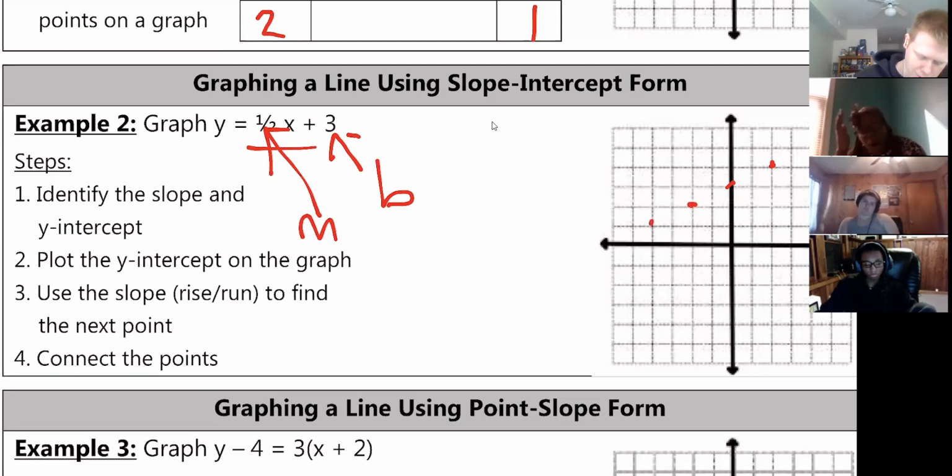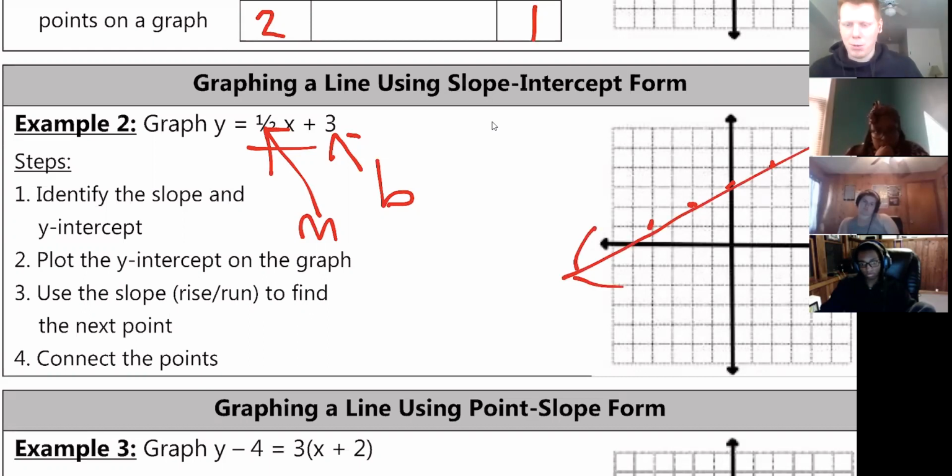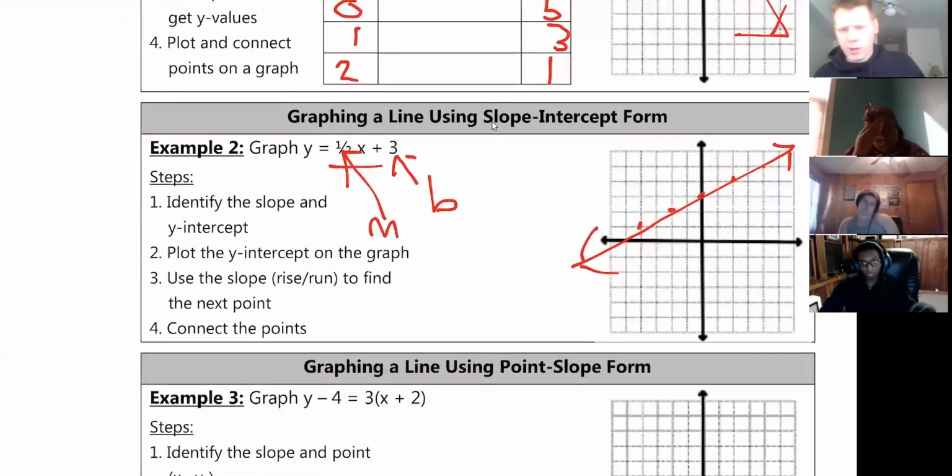Down 1, left 2. But you really only need 2 points, but the more points you put, obviously, the more accurate usually your line will be when you connect them, unless you're using a ruler. The more points you have, usually the better off you are. But that is graphing in slope-intercept form. No issues there.